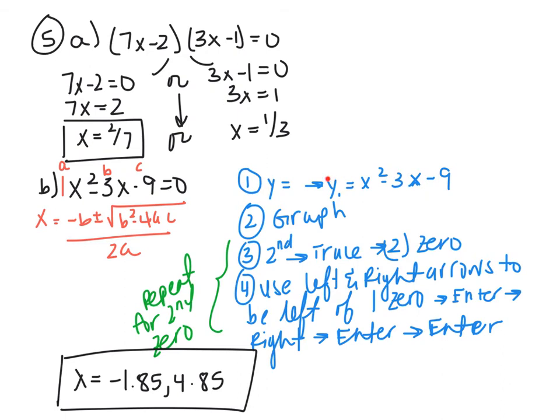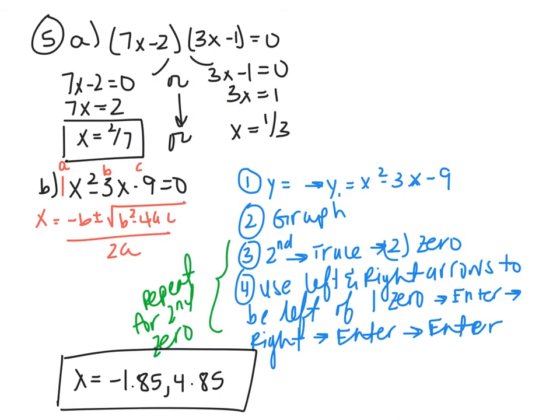So again, you go into y equals. Under y1, you type in x squared minus 3x minus 9. Hit graph. Make sure you can see your zeros on the screen, otherwise you might need to change your window. And then you go to second trace, and this time we want to go to zero. So then you use your left and right arrow keys until you're to the left of one of the zeros. You have to do one zero at a time.